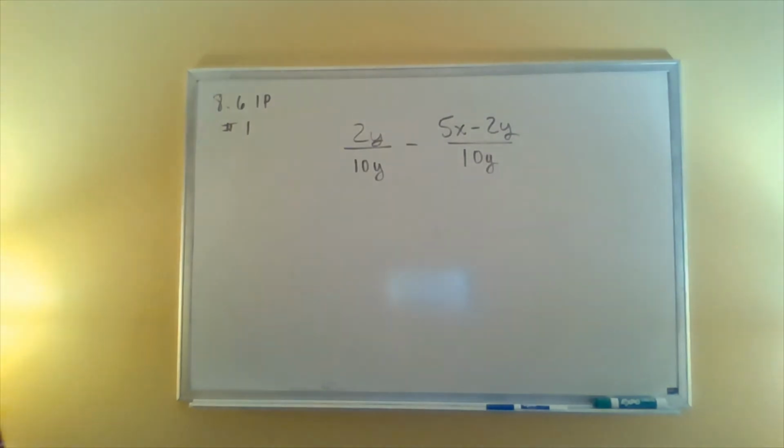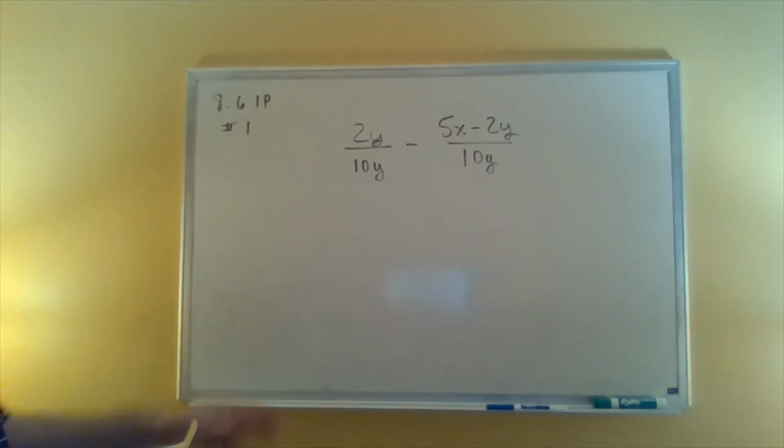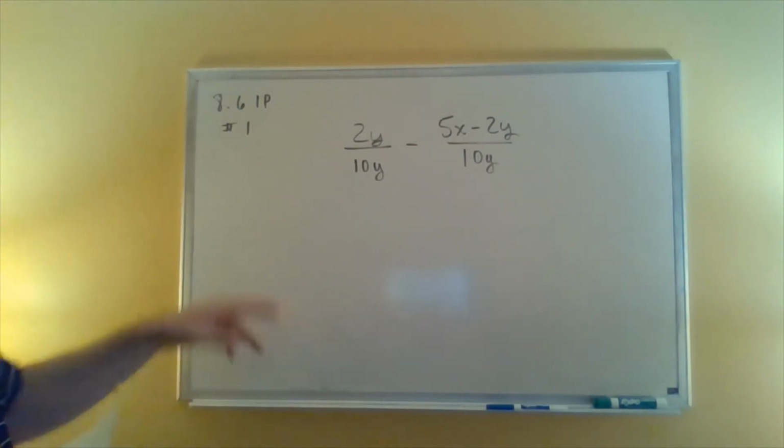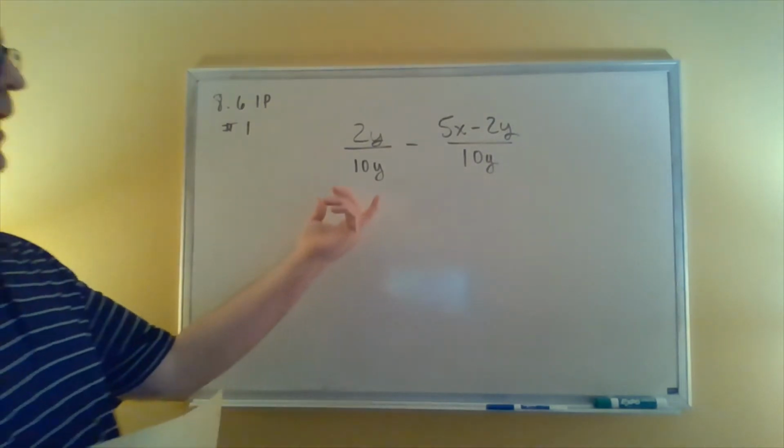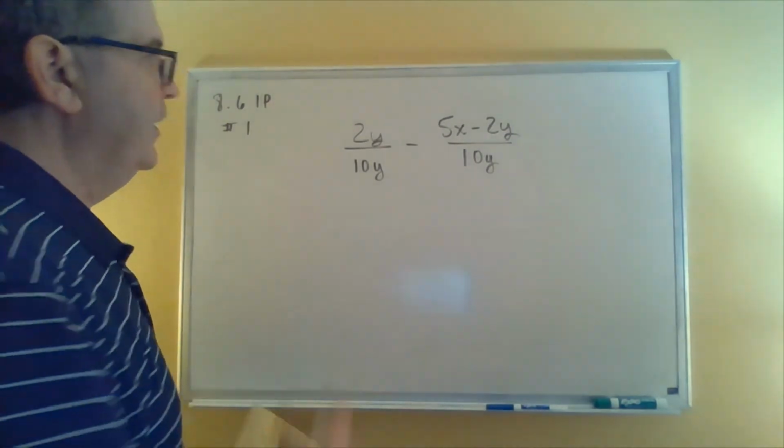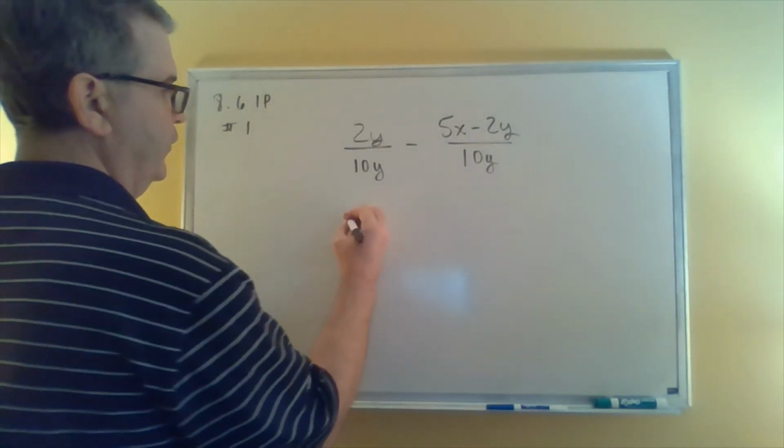Number 1, we have 2y over 10y minus 5x minus 2y over 10y. Well, step 1 is to factor everything, or at least to factor the denominators completely. Those are factored. And then we look for ways to make our fractions have a common denominator. Well, they already have a common denominator in 10y. So now we're going to combine our numerators.